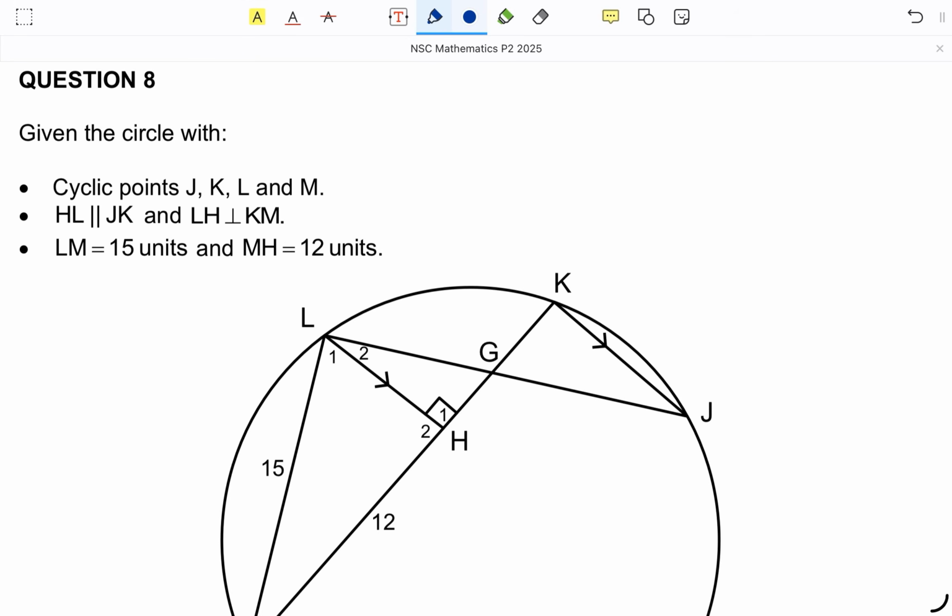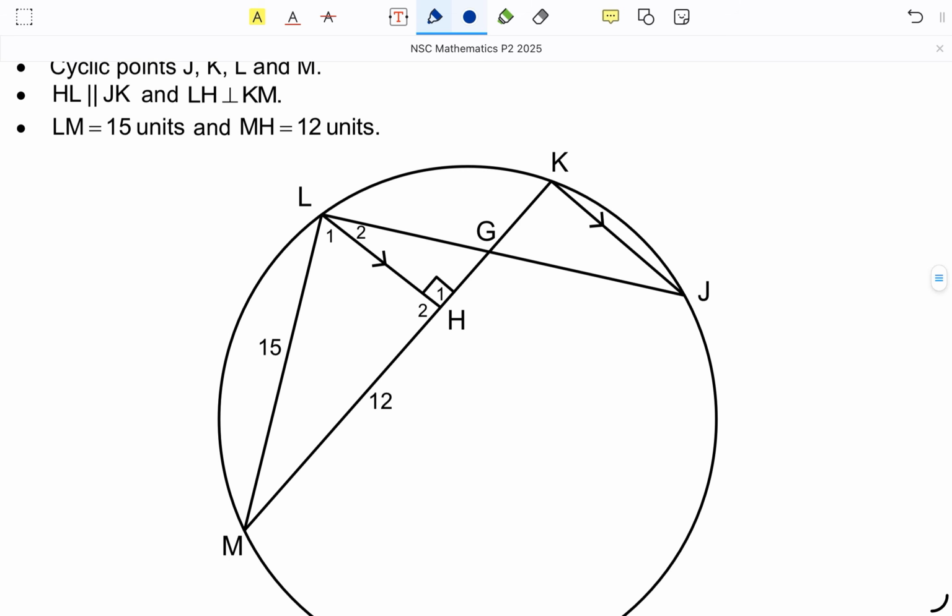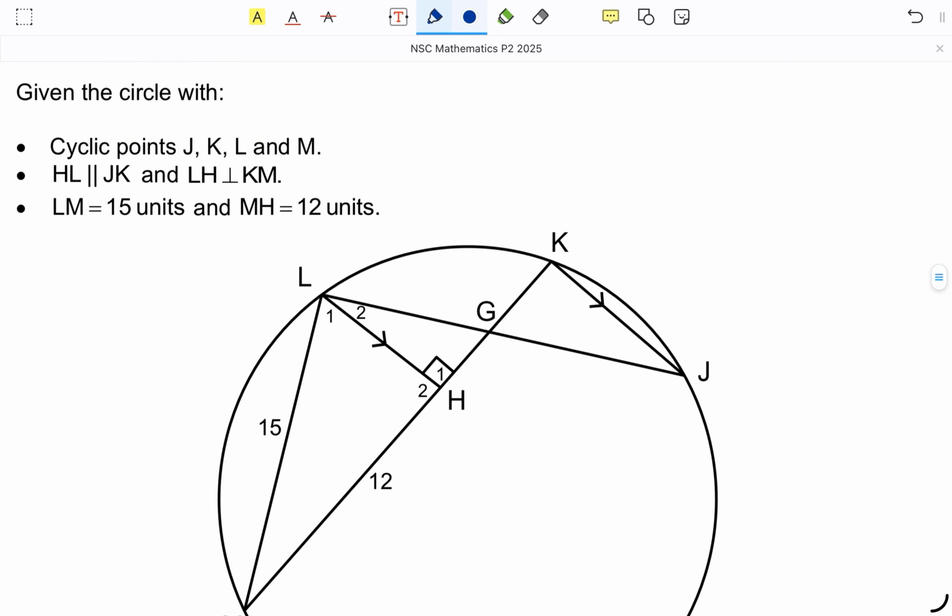In today's video, we're going to take a look at question 8 of this question paper. It says we are given this circle with cyclic points J, K, L, and M, and we can just see from the diagram that all of those points are on the circumference of the circle. They also tell us that HL is parallel to JK, and we can see that is given on the diagram, and LH is perpendicular to KM, and we can see that they've indicated that 90-degree angle over there.